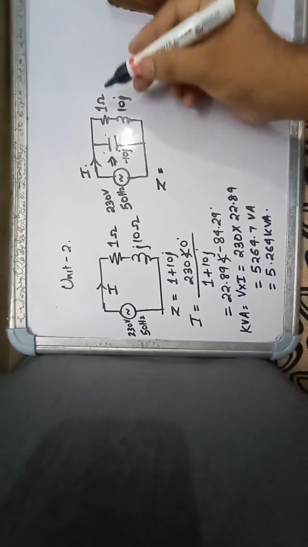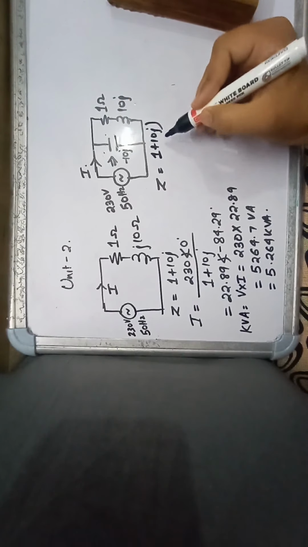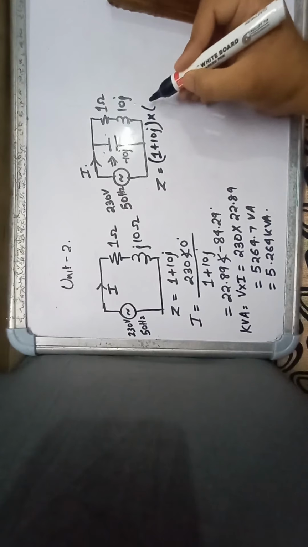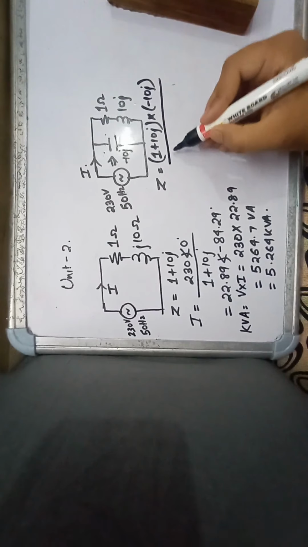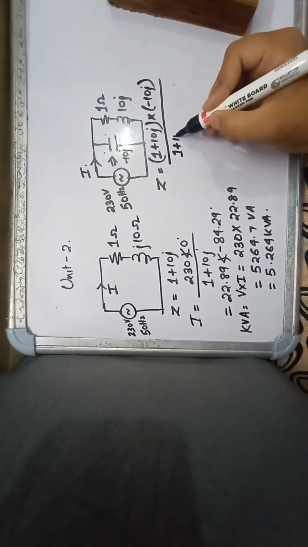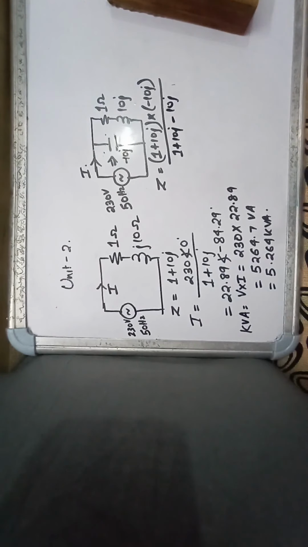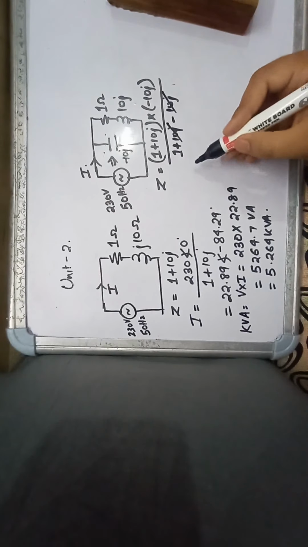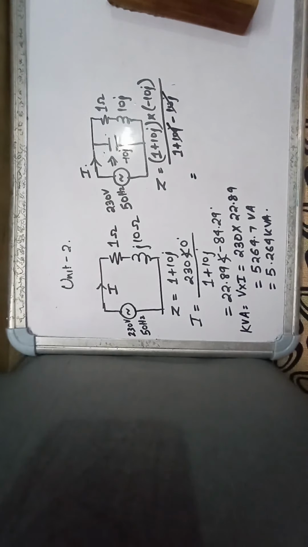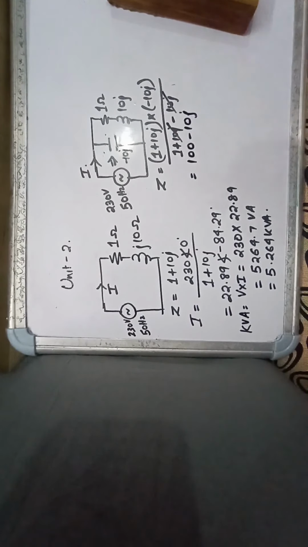I'll calculate Z. You can say these two are a parallel circuit. So 1 plus 10J multiplied by minus 10J, divided by 1 plus 10J plus minus 10J. So it's simply R1 into R2 upon R1 plus R2. You'll cancel it out and you will get 100 minus 10J. Okay, so this is the impedance you are getting.